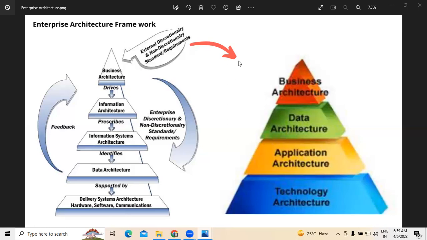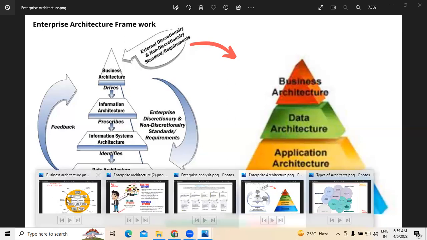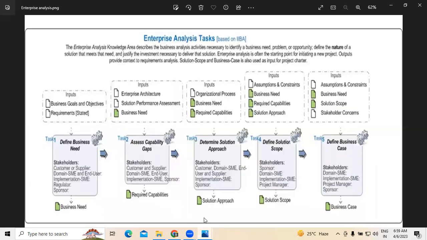These are the architectures which, being a business analyst, one should know in order to assess the capability gaps. Right? If you want to assess the capability gaps, this knowledge is essentially required. So is it clear? Understood, everyone? Yes. Okay, fine. Right.